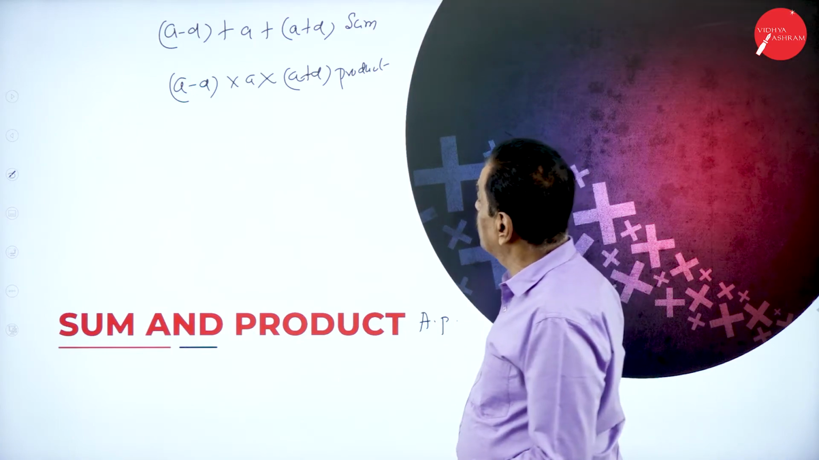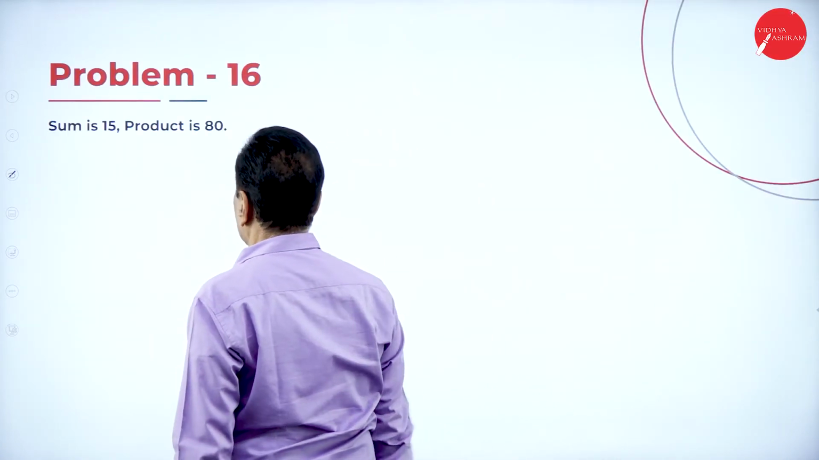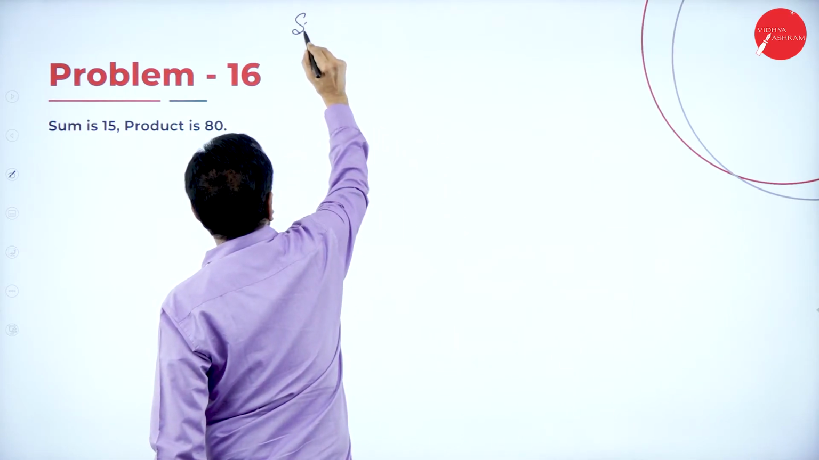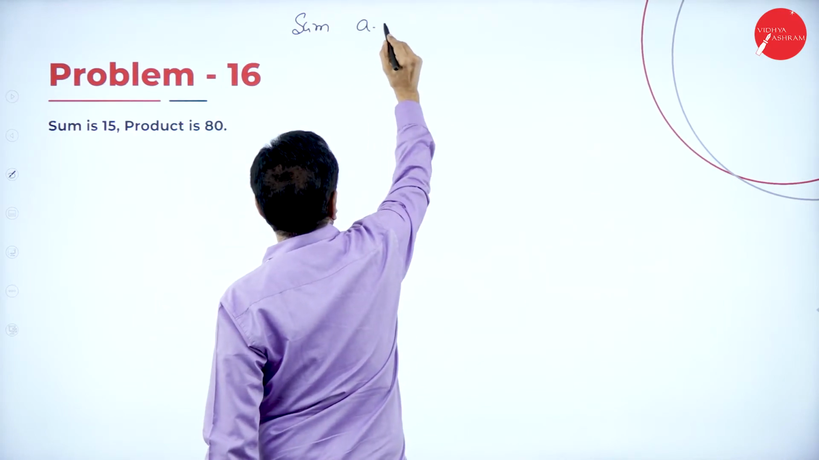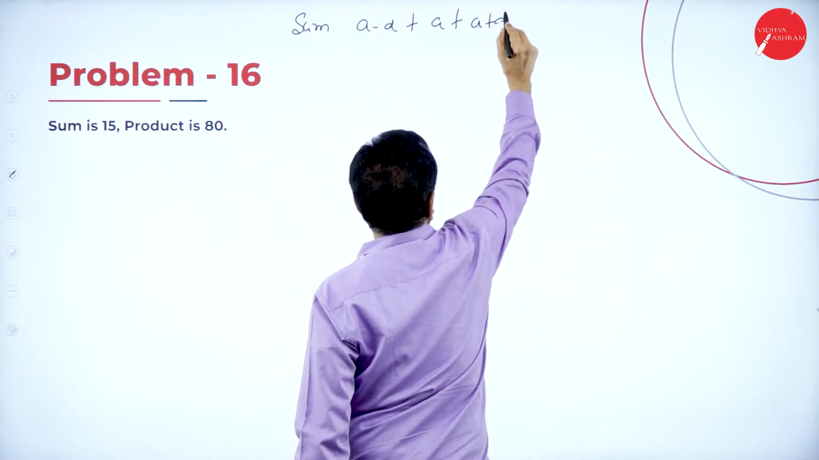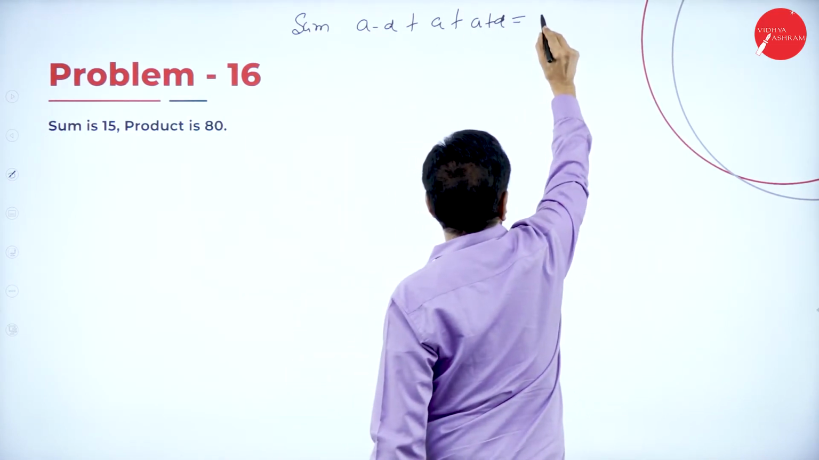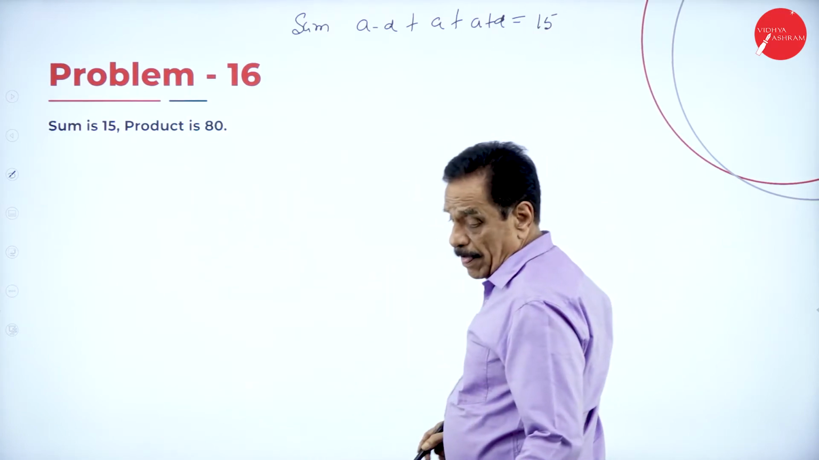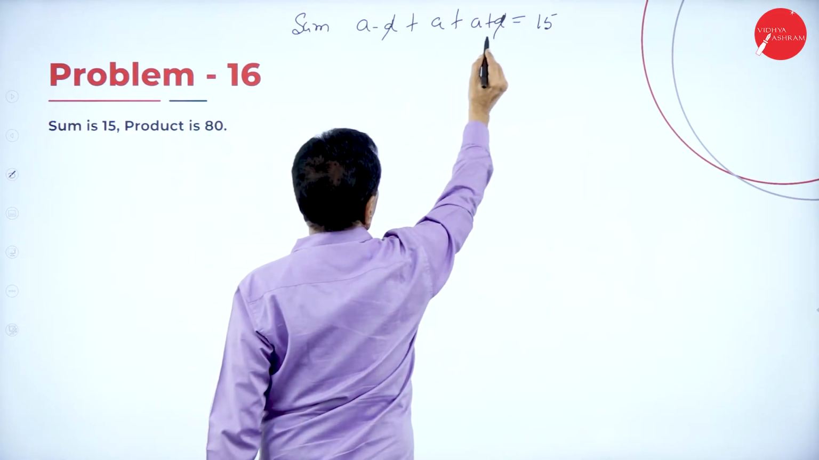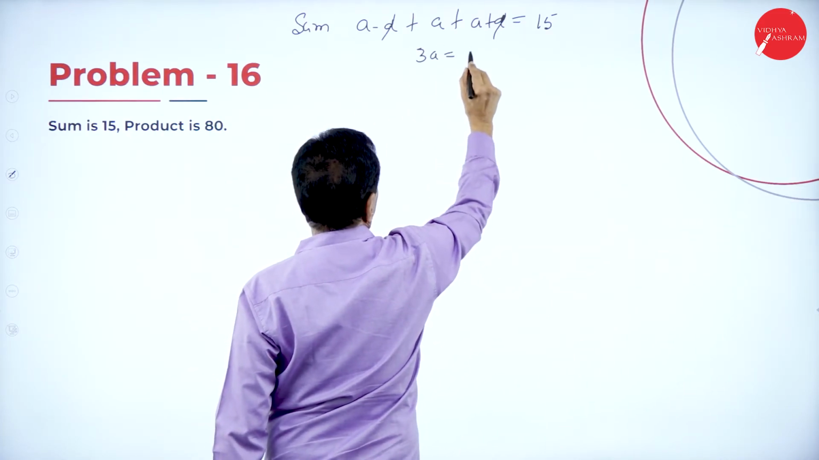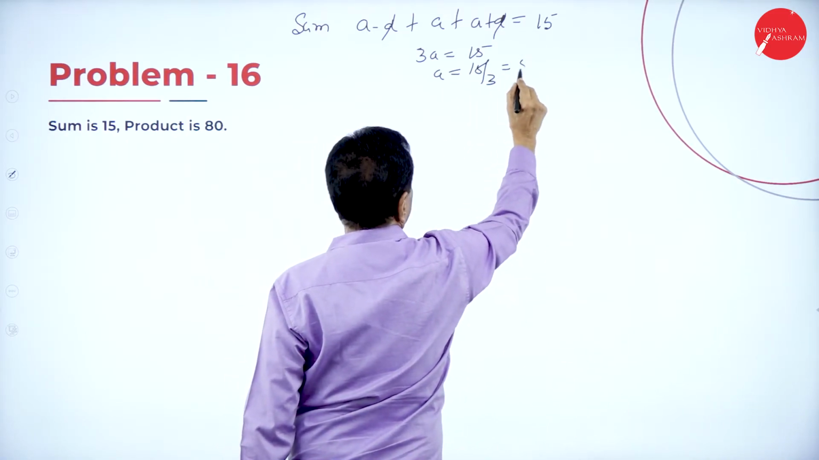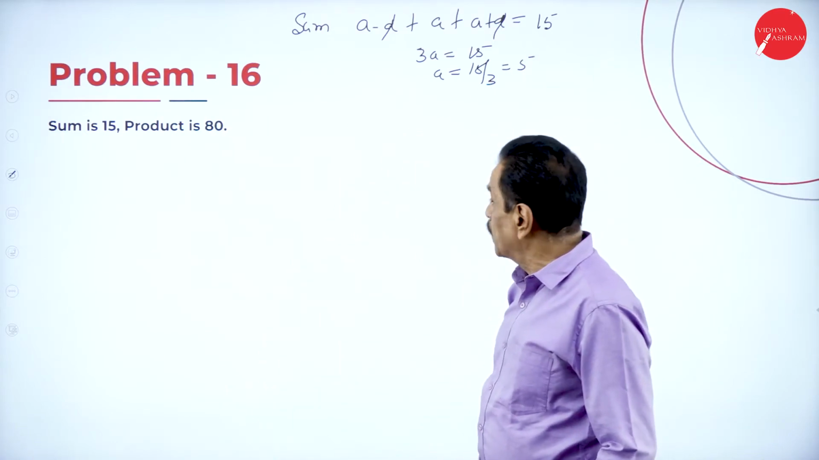We'll move on to a problem now. The sum is 15 and the product is 80. Sum: a minus d plus a plus d is equal to 15. Here the d cancels, so 3a is equal to 15. a is equal to 15 by 3, which is 5. This goes to the sum. Next, product.